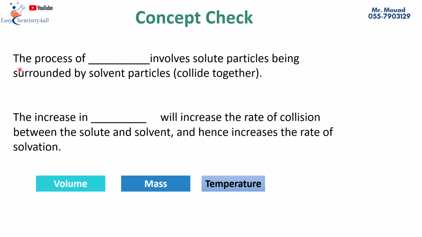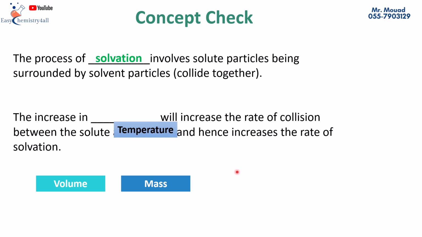So in the first one, the process of solvation involves solute particles being surrounded by solvent particles. And the second one is the increase in temperature. Yeah, will increase the rate of collision between the solute and solvent, and hence increases the rate of solvation.